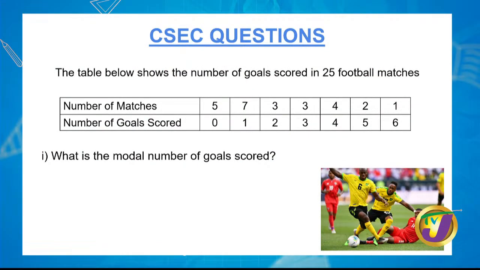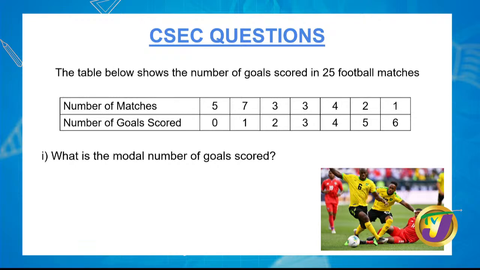Would the number of goals scored be the frequency? No, because you're trying to find out how many goals were scored. So for example, if I had 7 matches in which 5 goals were scored, then the number of matches in which 5 goals were scored would be 7. Oh, okay. All right.